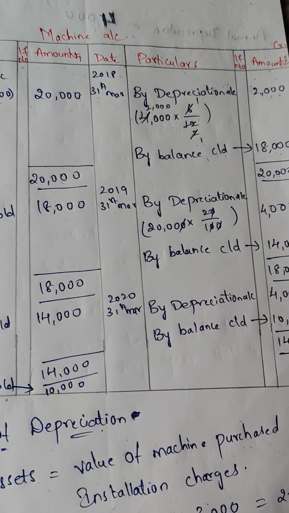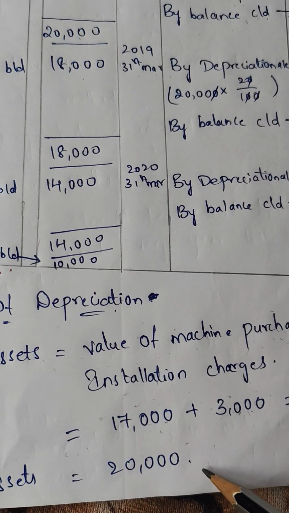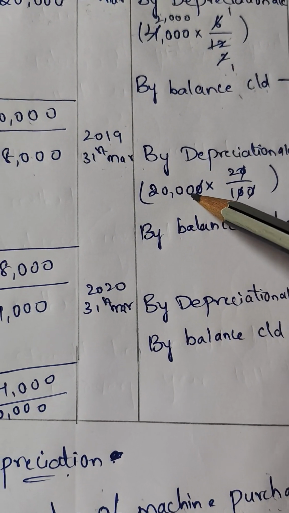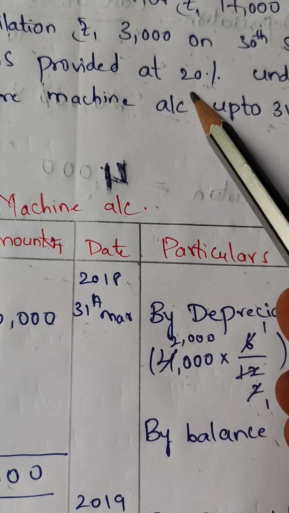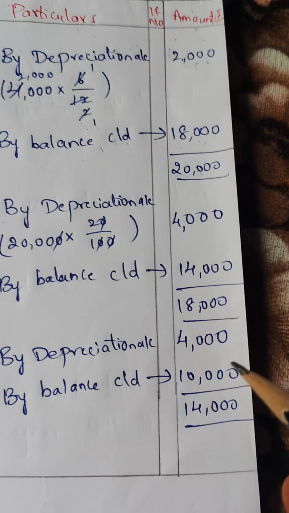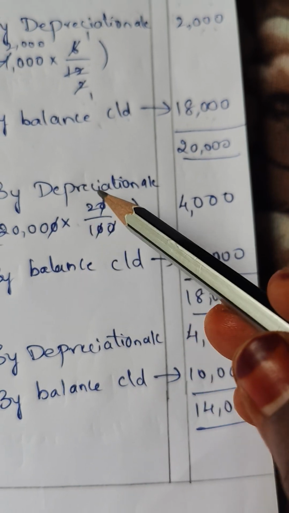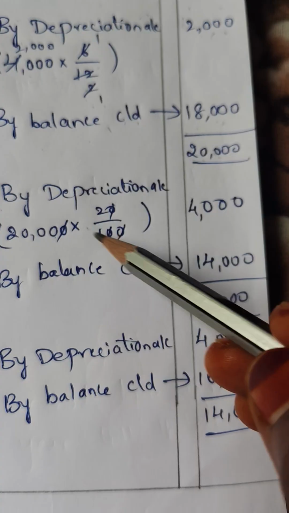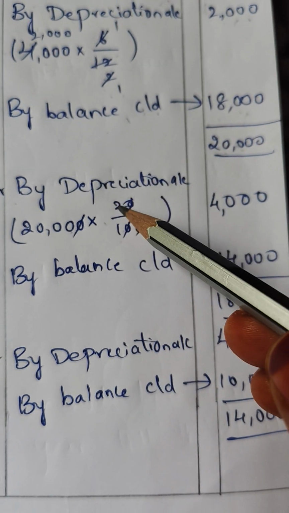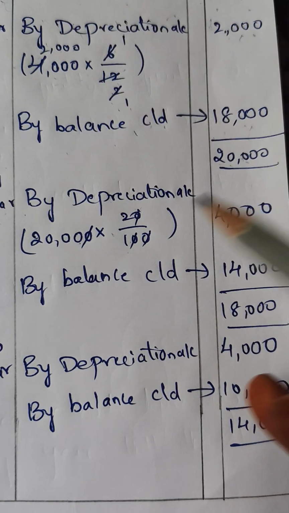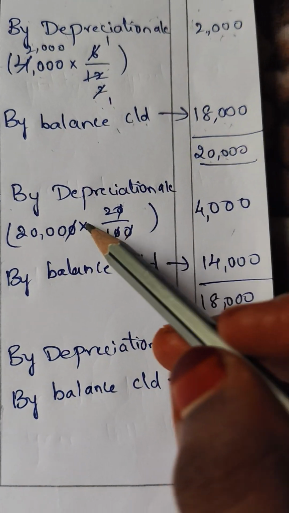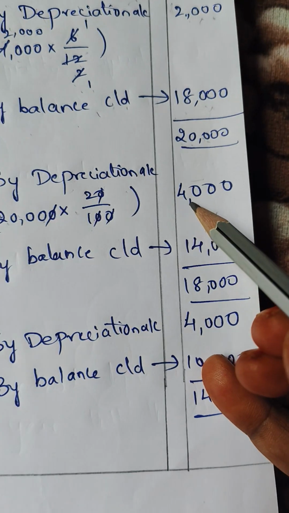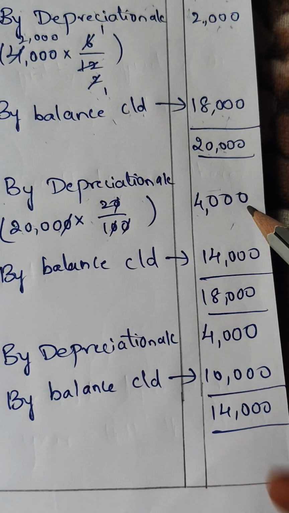So our cost of assets value, how much we got here? 20,000 we got. These 20,000 we have to take here. And next, in the question the rate of depreciation is 20%. These 20% we have to take here, into 20 by 100. These zeros we have to cancel, again this zero we have to cancel. Again 2 zeros are 0. Next here 2 twos are 4 we got. So overall 4,000 we got.